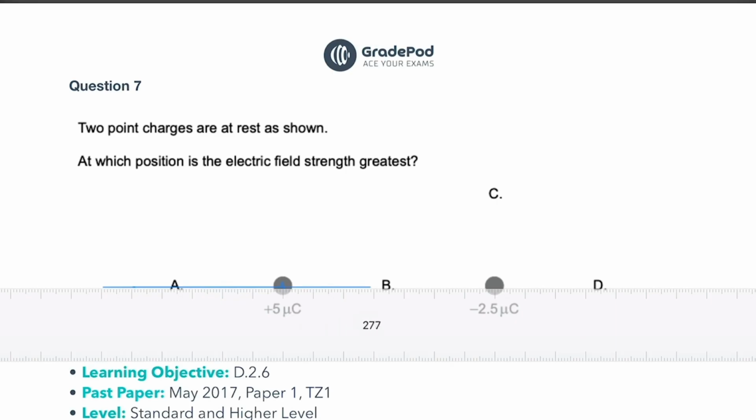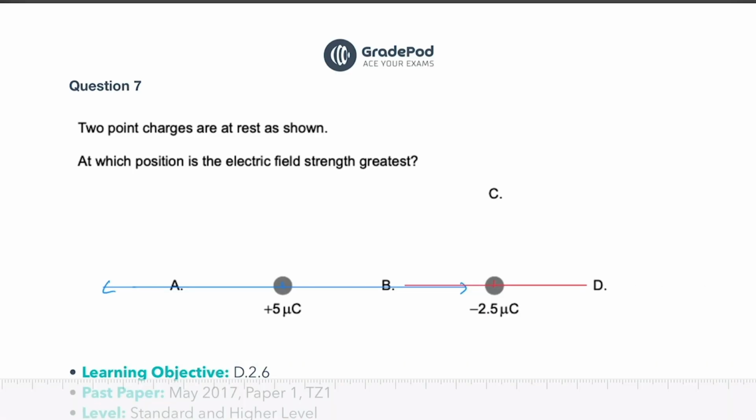1, 2, 3, 4, 5, 6. So that's a representation of the electric field strength due to the plus 5 coulombs. Let's look at the representation of the field strength due to the minus 2.5 coulombs. It would be attracted, and it would be half the amount that we gave to the plus 5 coulombs.